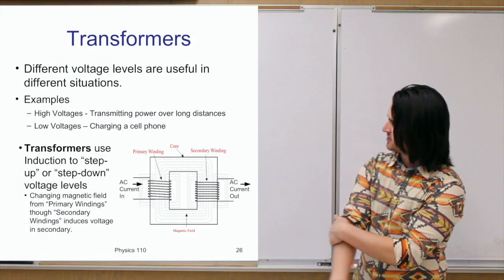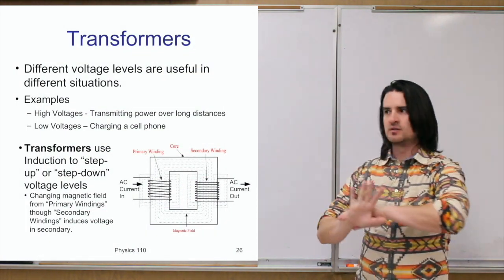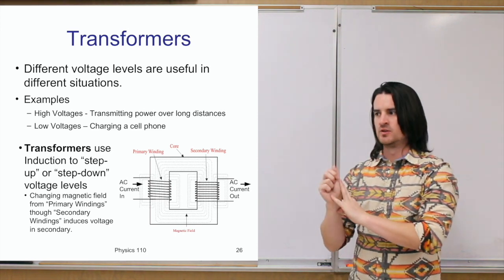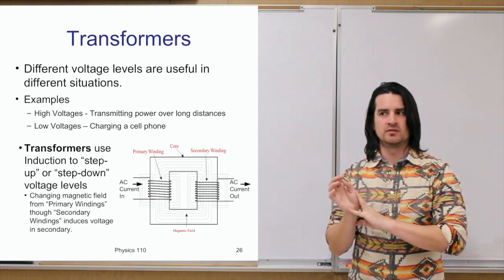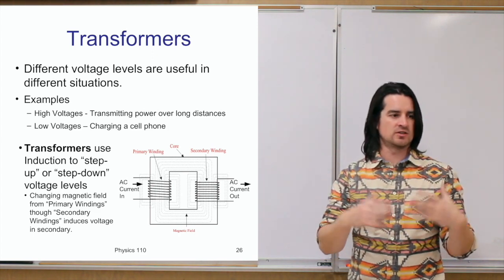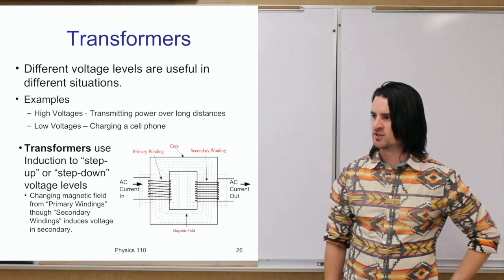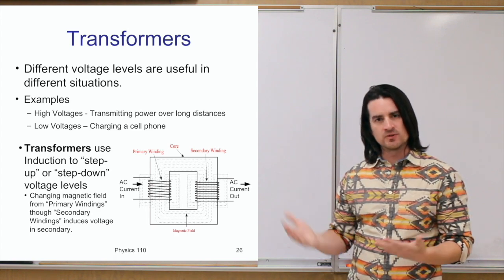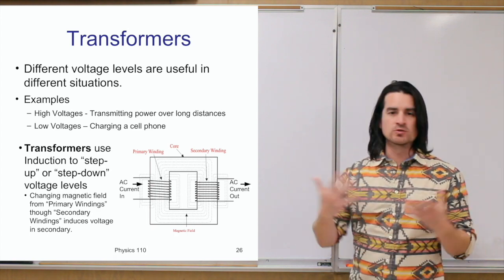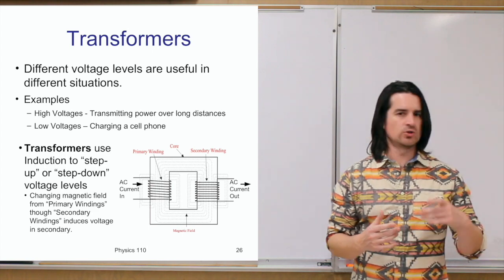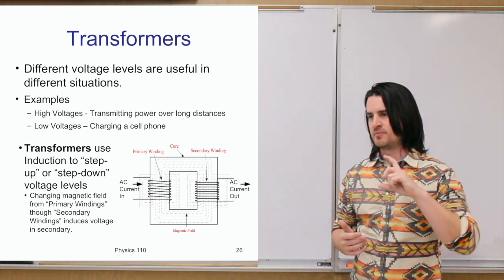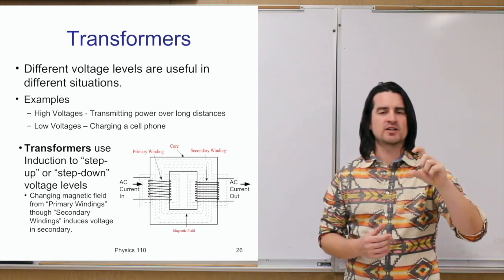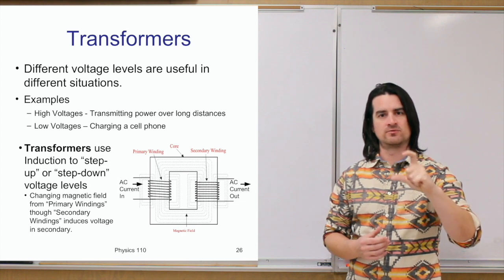Okay, so the last 2 topics here. The first one is how these things called transformers work. Transformers are another very essential component in our everyday life and modern technology. That is because different voltage levels are useful in different situations. For instance, most batteries, AA and AAA, have a voltage difference of 1.5 volts.